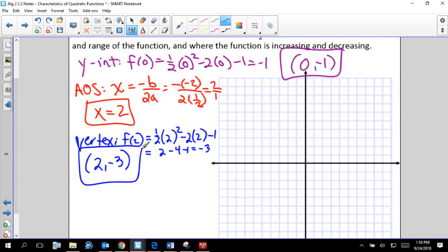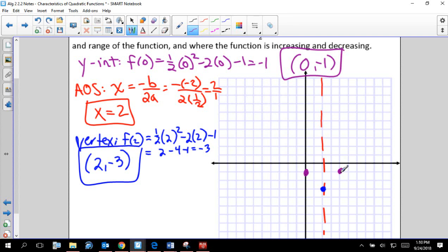Is that stuff going to fit on my graph, or do I need to change my scale? It fits, okay. So we'll go ahead and graph our y-intercept. Our axis of symmetry is a vertical line. And our vertex is at 2, negative 3. We have a mirror point. I only have 3 points, but I need 5 points.